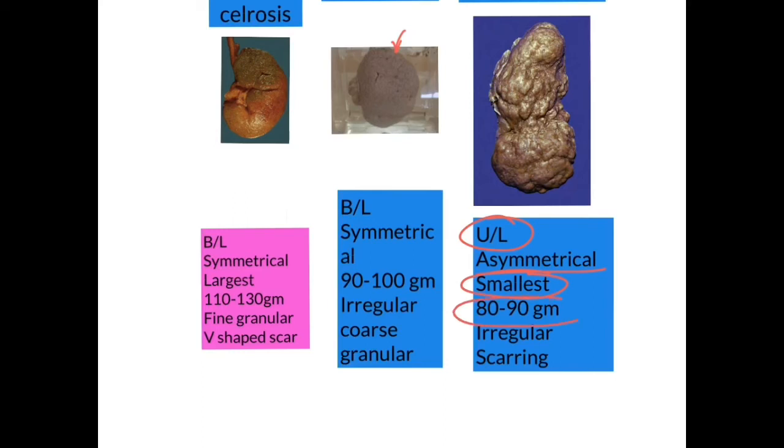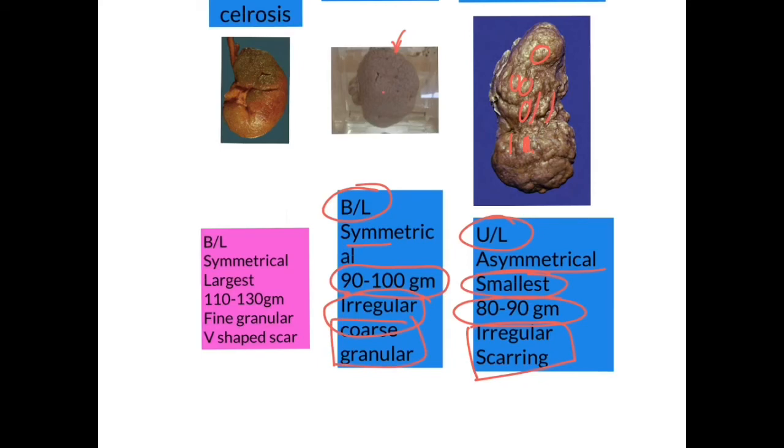Another thing is the weight, it is 80 to 90 gram, with irregular scarring on the outer surface. You can see that the scars are irregular so that it becomes nodular, but actually it is not nodular; it appears nodular because of the scars or the fibrosis from the outside. This is the cut surface. Now coming to the next one, the granular kidney, which is bilateral, symmetrical, and the weight is around 90 to 100 grams. Again, irregular coarse granules. So the important thing is that the granules are coarse.